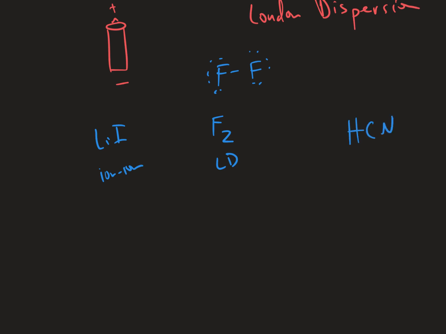What about HCN? Hydrogen bonding. Why do you say hydrogen bonding? Hydrogen is not directly bonded to nitrogen. It's bonded to carbon. For hydrogen bonding, hydrogen has to be directly bonded to nitrogen, oxygen, or fluorine. That's it. So we can't say, oh, it has a hydrogen in it, it must be hydrogen bonding. Are we good?